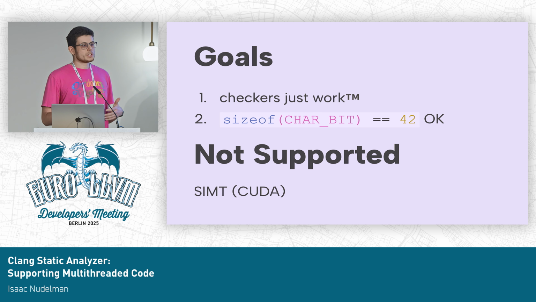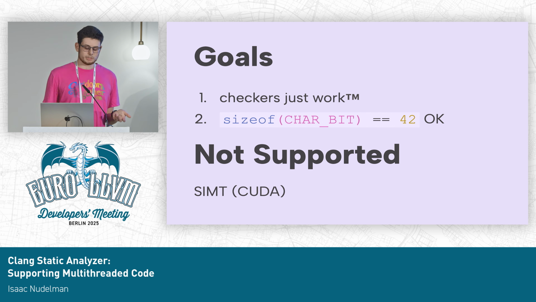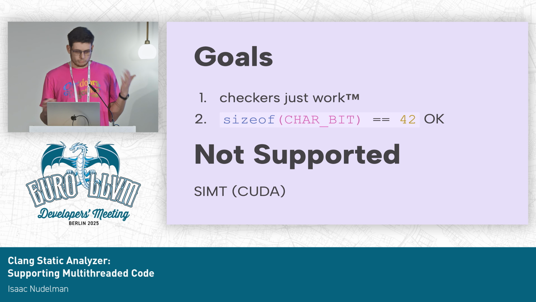And then we're also restricting our scope. We're targeting traditional CPU threads. We're not going to target GPU memory models, like CUDA or any other kind of SIMT model. Those things, you have stronger invariants. You can build a better abstraction there. So we're just going to go for those CPU threads.